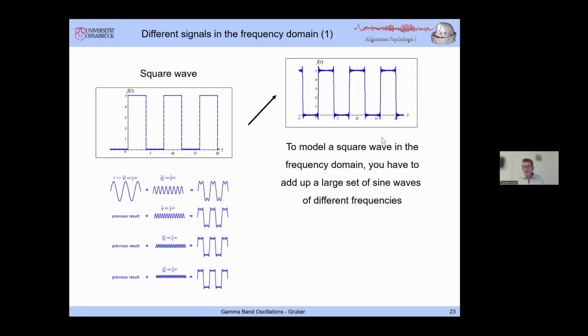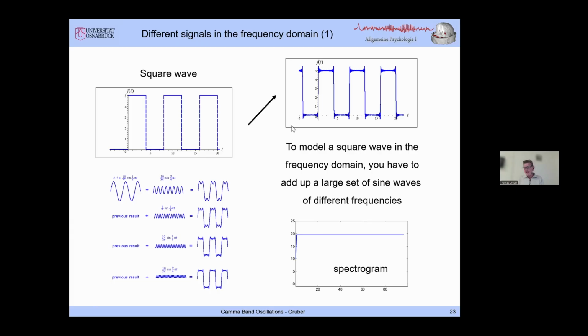So to model a square wave in the frequency domain, you have to add up a large set of sine waves of different frequencies, particularly of fast frequencies. And if you then look at the spectrogram of such a square wave, then obviously you see the following. You don't see in the spectrogram one peak, but a horizontal line, because you need all frequencies to model a square wave. So just let that sink in for a second. To model a square wave, you need all possible frequencies.